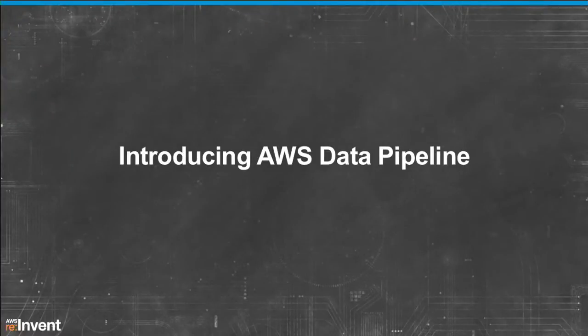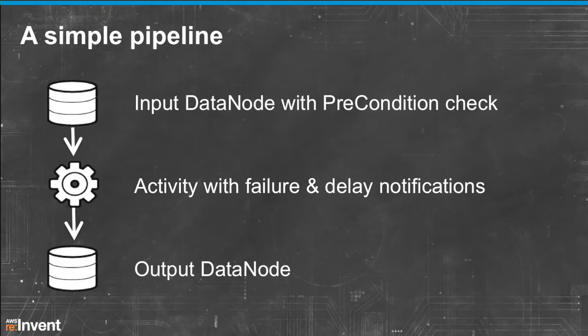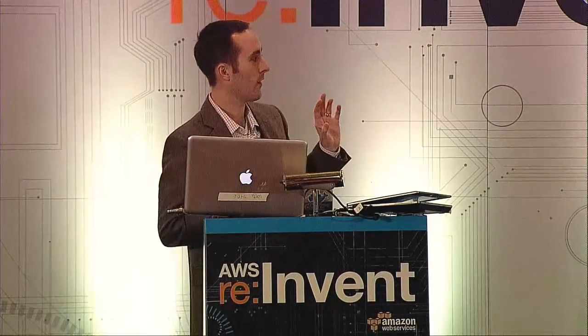So that is why a year ago at re:Invent last year, we announced AWS Data Pipeline. We are trying to create a service that will address many of the challenges that we just talked about. So you may have seen this slide before. This is a very simple abstraction of a pipeline. So one pipeline might look something like this.